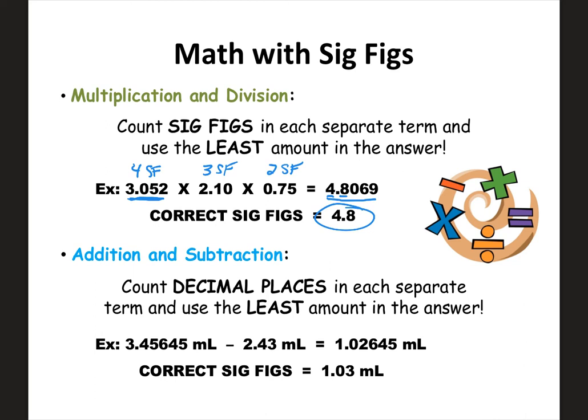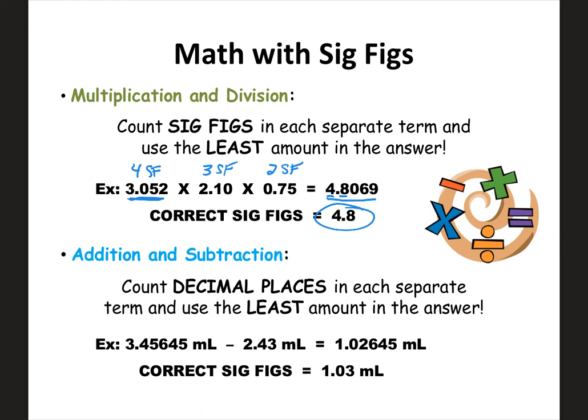So if you're multiplying or dividing, you count sig figs in each term and you use the least number in your answer. But this is different for addition and subtraction. For addition and subtraction, you don't count sig figs at all, okay? You don't even need to know how to do sig figs for addition and subtraction. You just need to know to follow the rule. The rule for addition and subtracting is you count decimal places in each term and you use the least amount of decimal places in your answer. You're not counting sig figs here. You're only counting decimal places in each of the terms.